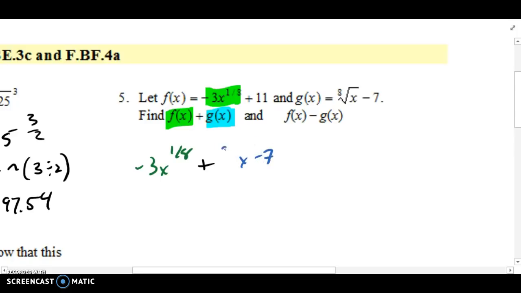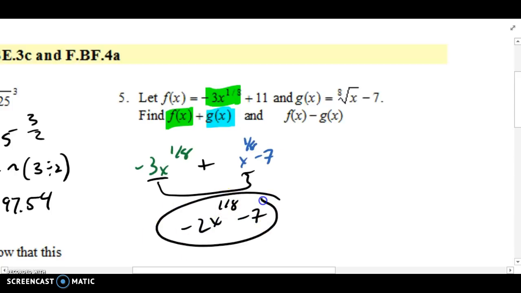So just again, back to reinforce what roots are. Roots are just fractional powers. So I'm going to erase this and write it as 1/8. So again, you're going to have something like that on the test where you're going to have to realize that roots are fractional powers. Now that we've done that, we have like terms. We have negative 2x to the 1/8, and the minus 7 comes down.